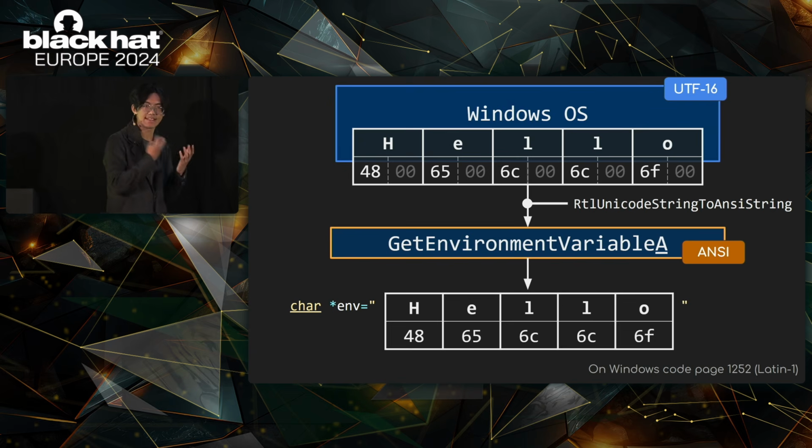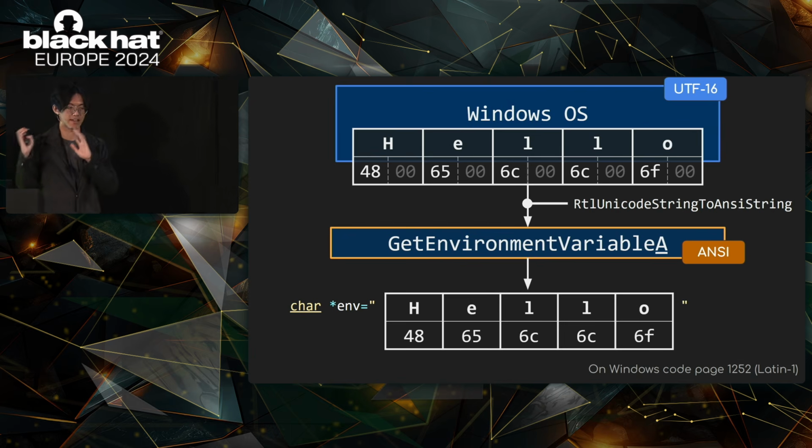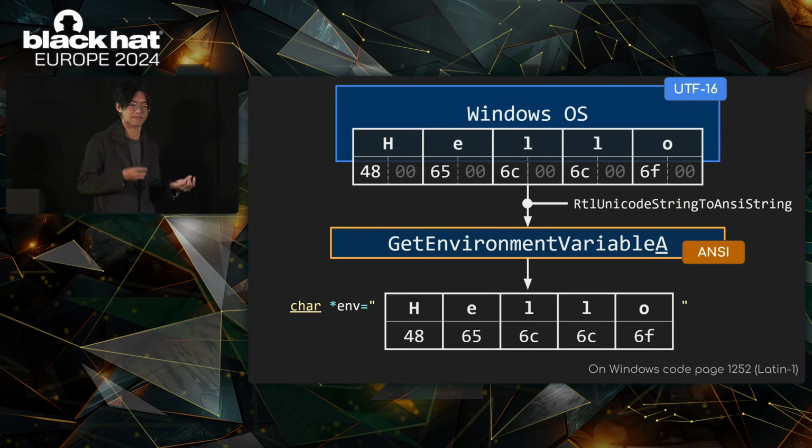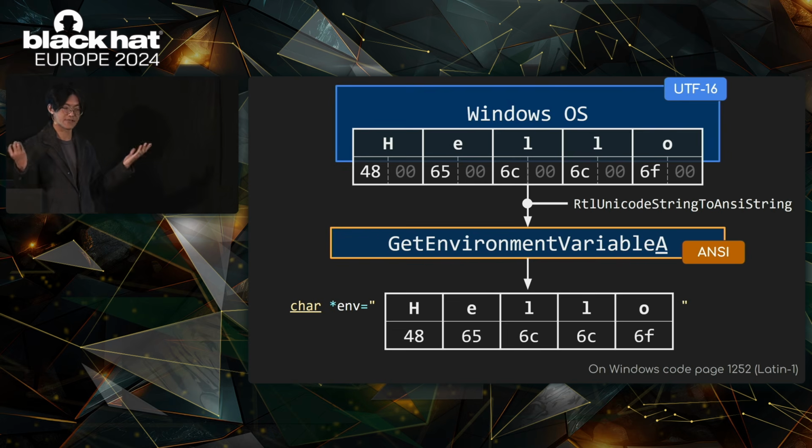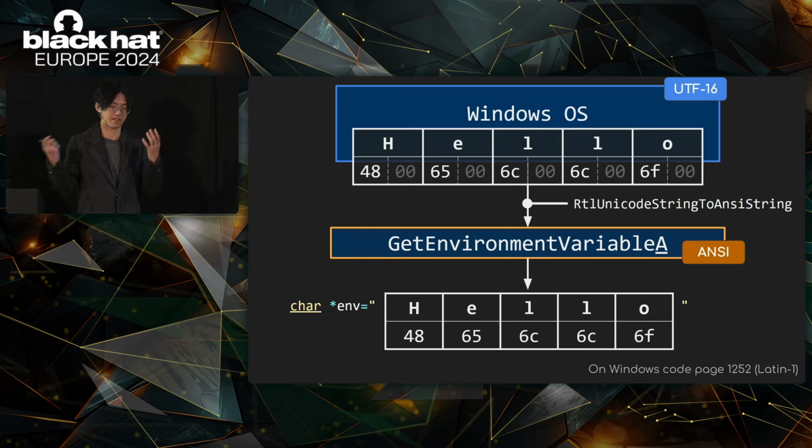We use the ANSI API to retrieve the wide character data. And now it will invoke a function internally, which is this long function name function. But here, everything still goes fine because HELLO are all in the ASCII range, so nothing needs to change, just make it from the Unicode to the ANSI string.